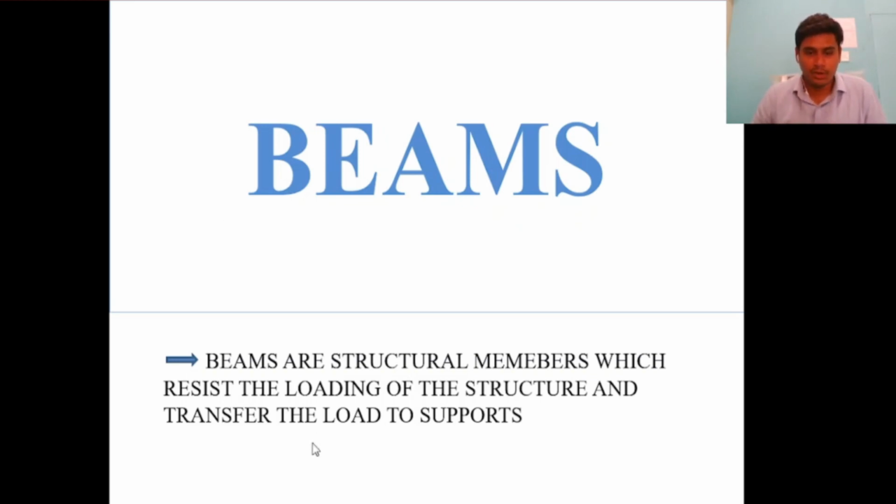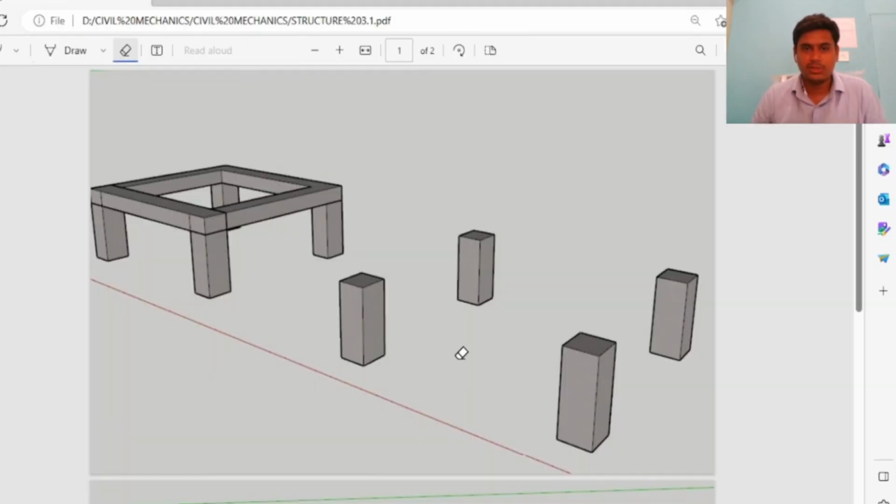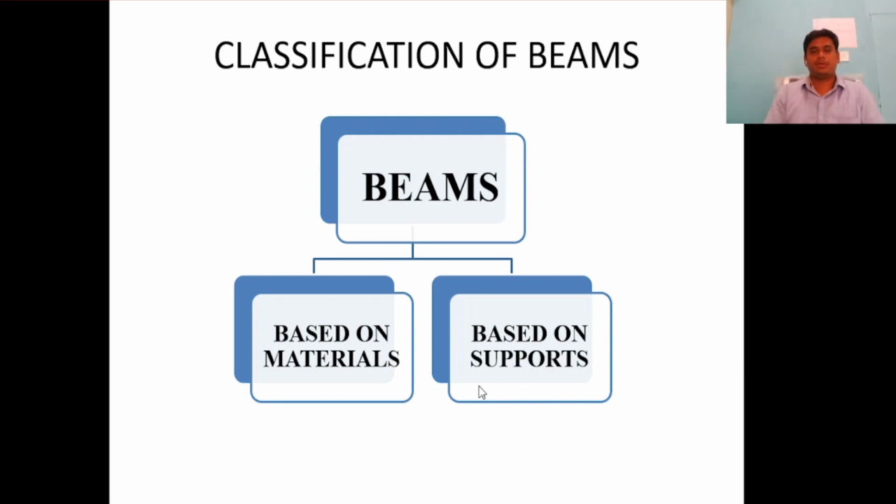Let me show you an example of support and beams. These are the supports. We generally call this a column, and in mechanics we call it a support. And this is the beam which is associated with, or connected with, columns or supports. There are many classifications of beams, but there are generally two classifications which are used in engineering. First classification is based on materials, second classification is based on support. These two classifications are most important in civil engineering.